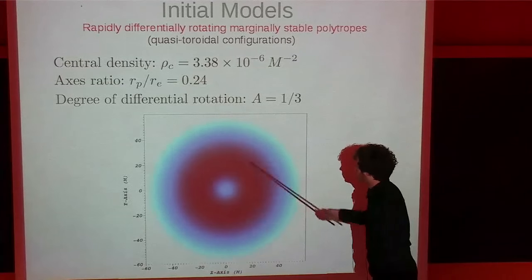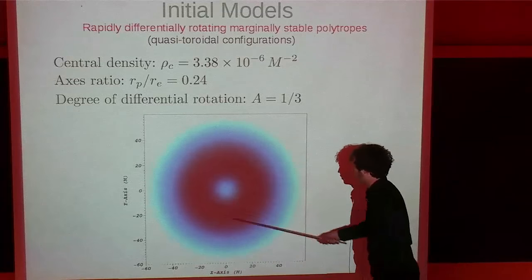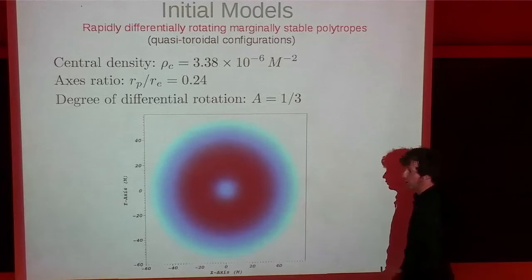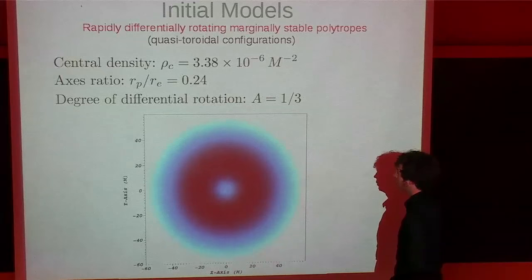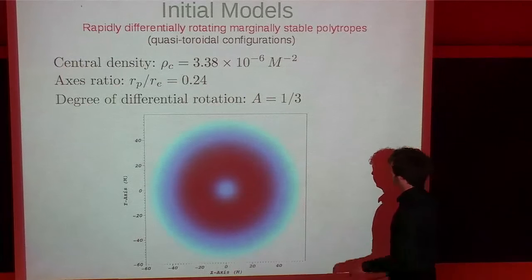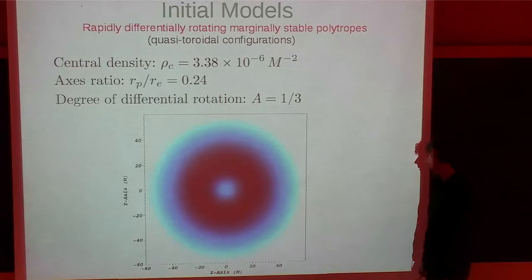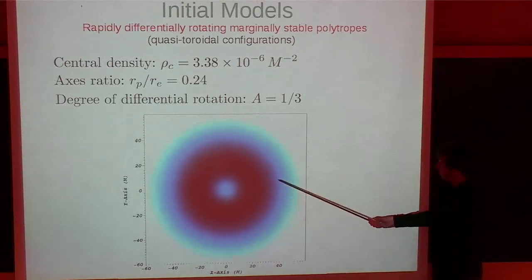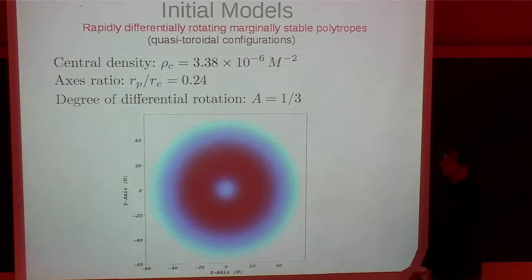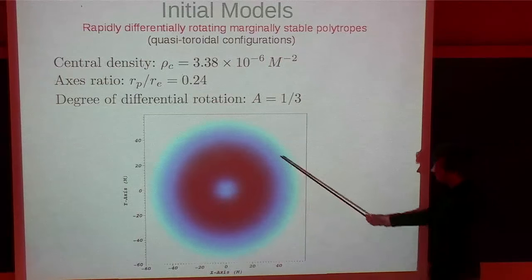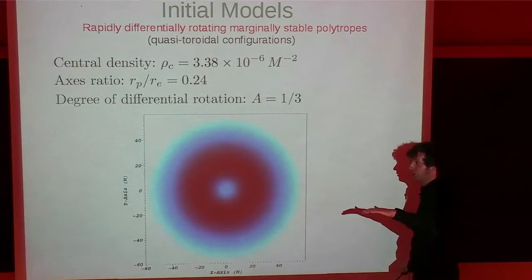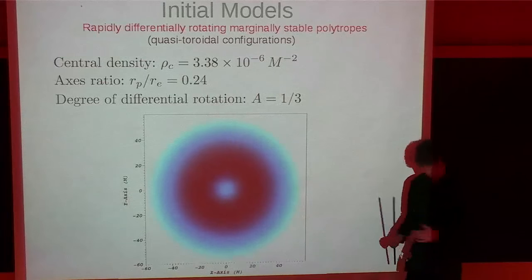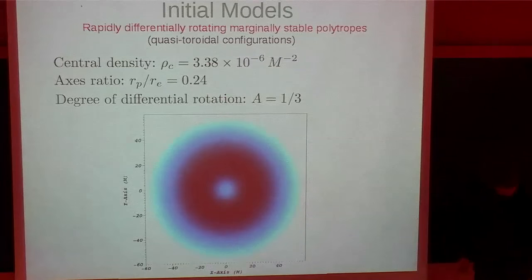This is the toroidal branch of these equilibrium configurations that you can get from Hachisu's self-consistent field method, where you solve for these initial conditions. This is Newtonian stable. It becomes destabilized once you add GR, because gamma equals 4/3 is marginally stable, and when you add GR, this has a destabilizing effect and effectively reduces the gamma.